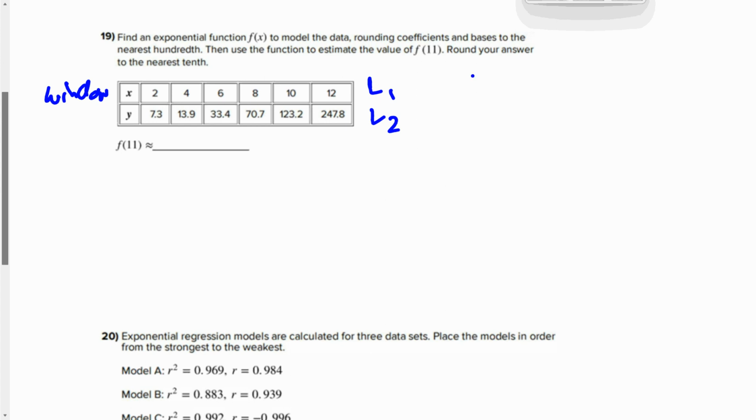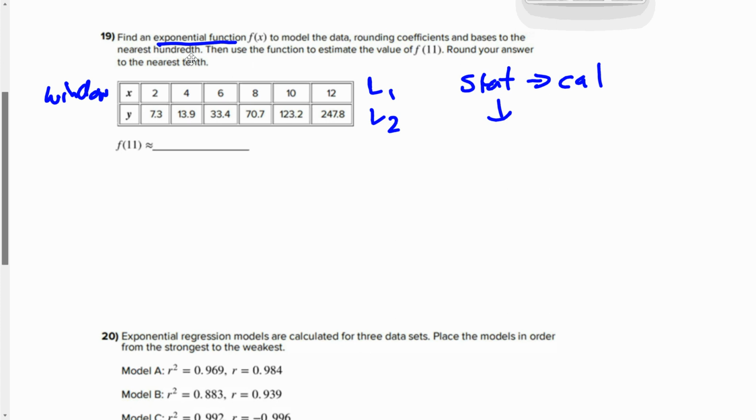What I can do is go over to stat, move over to calculate, go down here. You can look at it to see if it's exponential, but this says exponential on there. I think, looking at the answer key, I don't think they did an exponential.